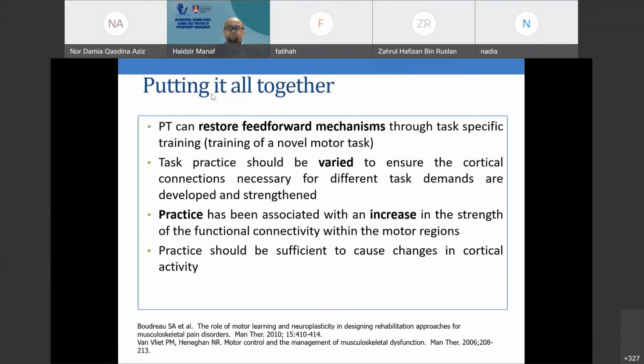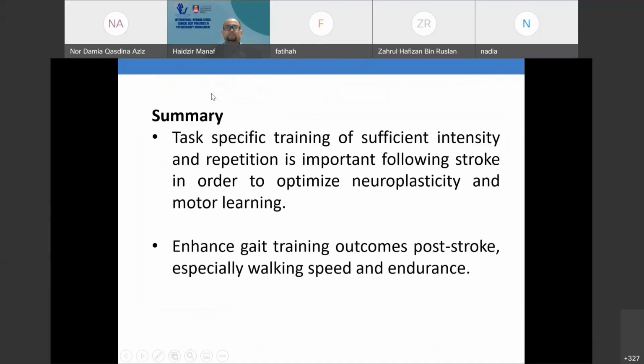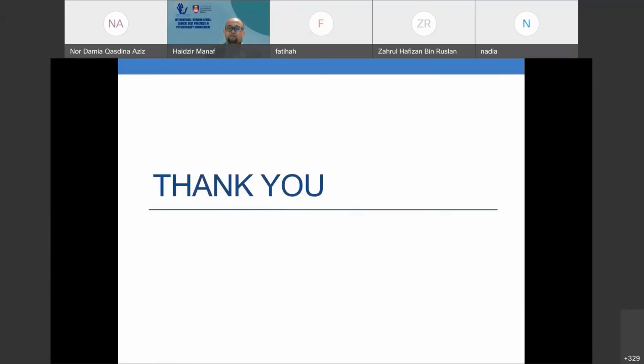As a summary, task-specific training of sufficient intensity and repetition is important following stroke in order to optimize neuroplasticity and motor learning. In order to enhance gait performance for community ambulation, we should include walking speed and walking endurance training. Therefore, this is the end of the session. Thank you very much.